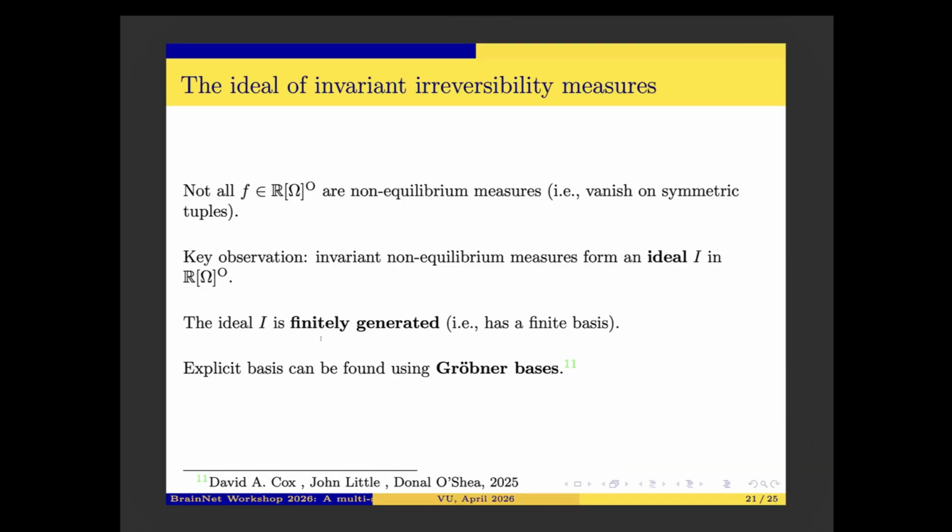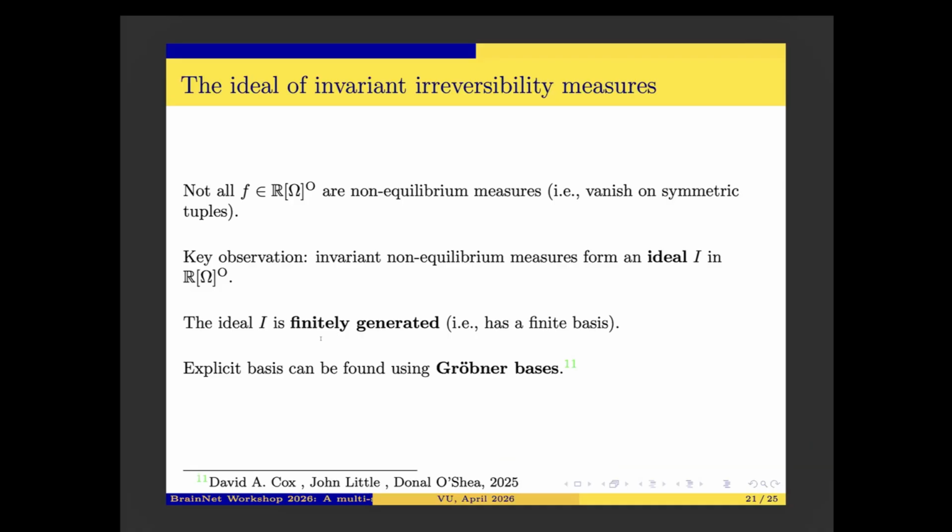Our contribution is to realize that the set of invariant polynomials that are also non-equilibrium measures form an ideal in this ring, and an ideal is a generalization of a linear subspace. So it means that there's a basis, meaning a finite number of elements in here, such that every other element in here can be written as a linear combination of these with coefficients from this invariant ring.